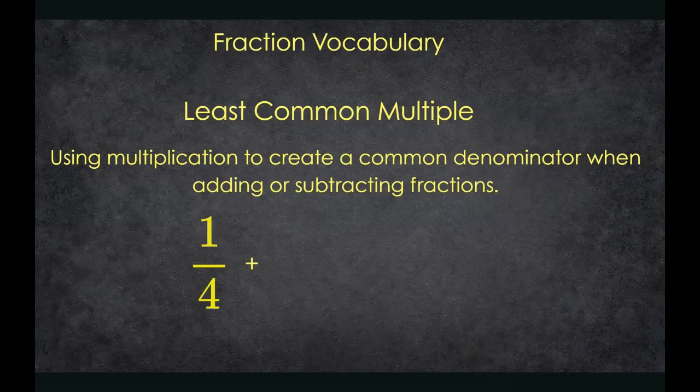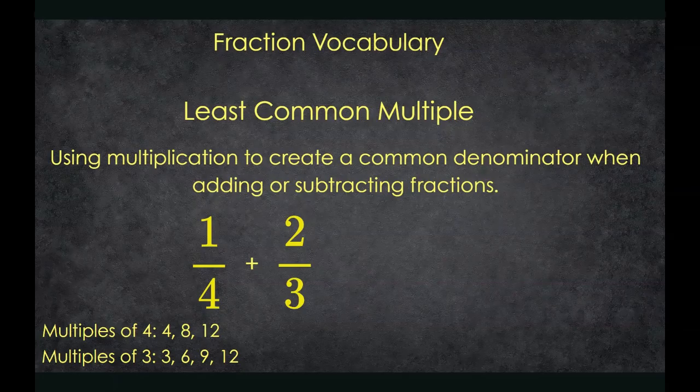So let's take a look at our example. 1/4 plus 2/3. I cannot add those together because we cannot add unlike denominators. So in order for me to figure out what the common denominator is, I'm going to list out all my multiples of 4. So 4 times 1, 4 times 2, 4 times 3. And you can see my results, 4, 8, 12. I'm going to do the same thing for my 3s. 3 times 1, which is 3, 3 times 2, which is 6, 3 times 3, which is 9, and then 3 times 4, which is 12.